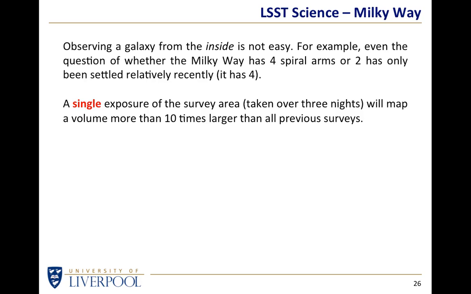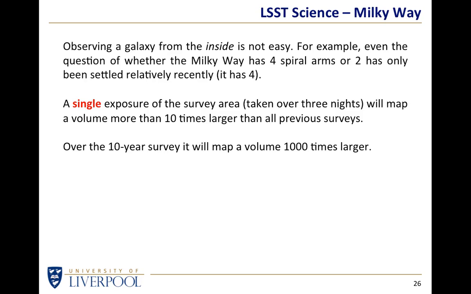It's been calculated that a single exposure of a particular area of the sky will map out a volume some 10 times larger than the volume that has been mapped out by all previous surveys. In other words, forget the Palomar surveys, just think about the Sloan and the Pan-STARRS surveys. They have mapped out a number of stars, but in a single exposure of the LSST, it will map out a volume that's some 10 times bigger. And over the period of the survey, it will have mapped out a volume of the Milky Way some 1,000 times larger, simply because it will be able to see fainter stars at a greater distance, not just the stars that happen to be close to the sun.